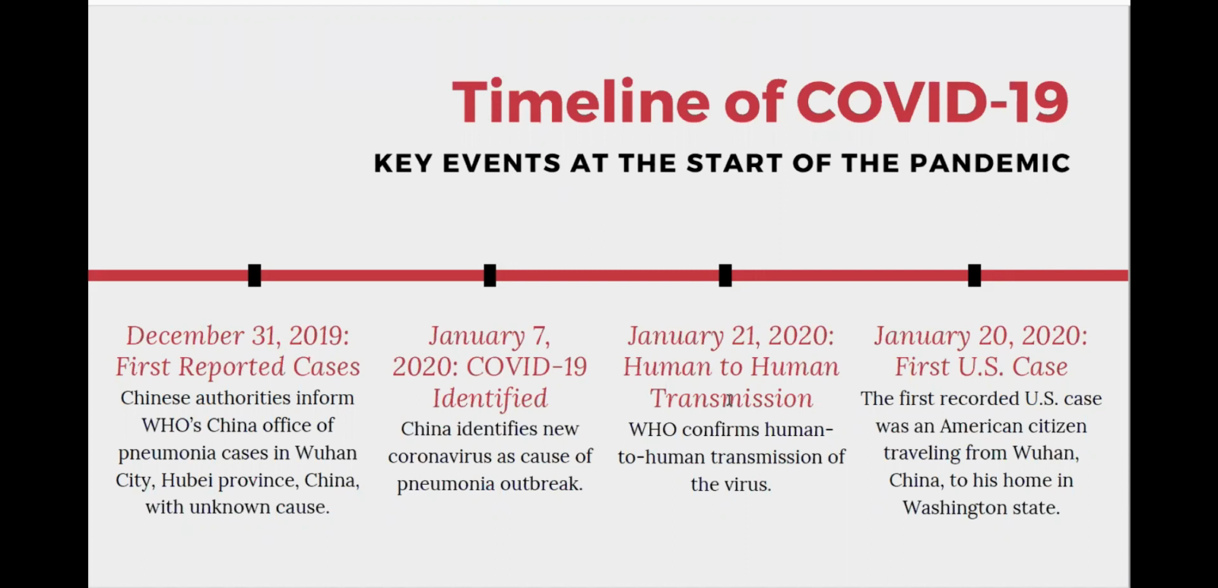January 21st, 2020, human-to-human transmission. WHO, the World Health Organization, confirms human-to-human transmission of the virus. January 20, 2020, the first US case. The first recorded US case was an American citizen traveling from Wuhan, China, to his home state in Washington.